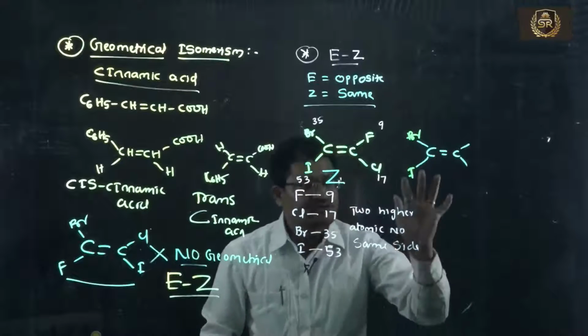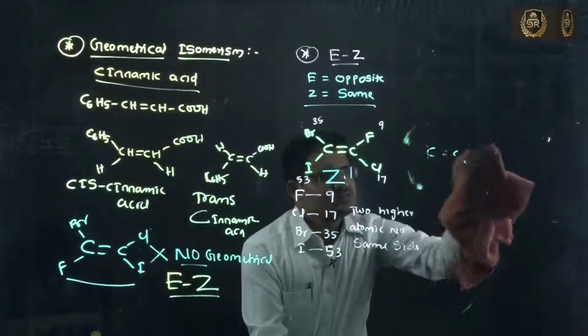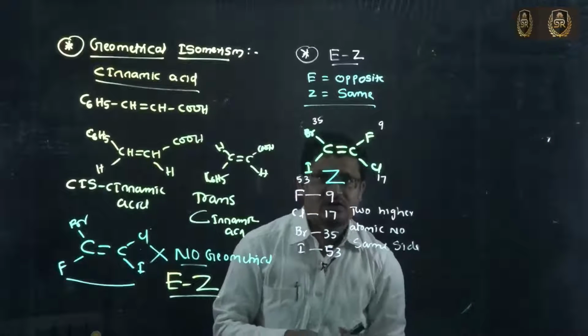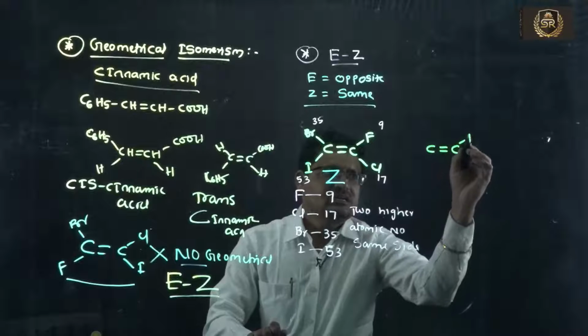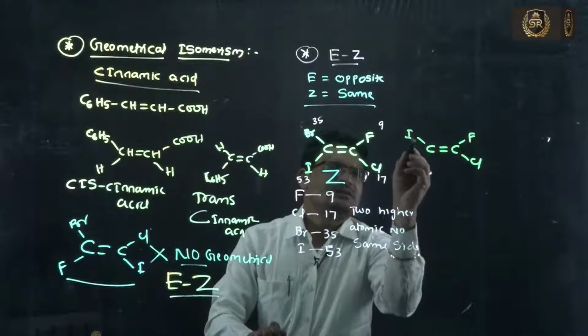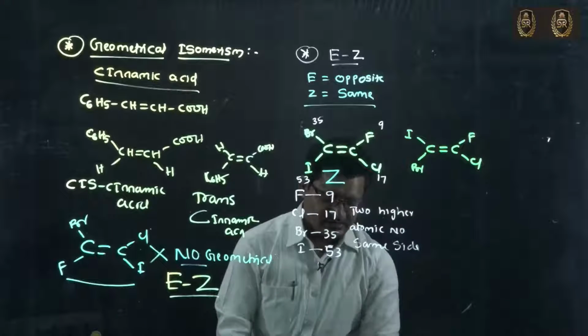Now a little bit of change. I am changing only one carbon's halides: C double bond C, this side fluorine, this side chlorine, but this side iodine, this side bromine. So what happened? We already told.